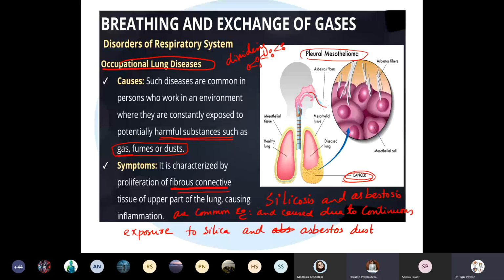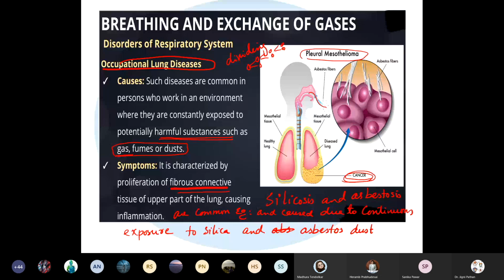Silicosis and asbestosis are the common examples and are caused due to continuous exposure to silica and asbestos dust. Done? Asbestos dust. Is it done?